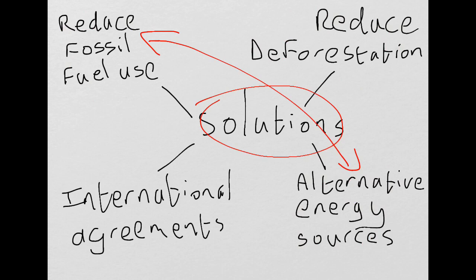Alternative sources of energy would be solar power, tidal power, wind turbines, all used to produce electricity or energy in a more sustainable fashion. The final section I'd like to discuss would be international agreements. These international agreements, such as the Kyoto Protocol, basically are agreements between countries that they will aim to try and reduce the production of greenhouse gases in a bid to slow down climate change and global warming.